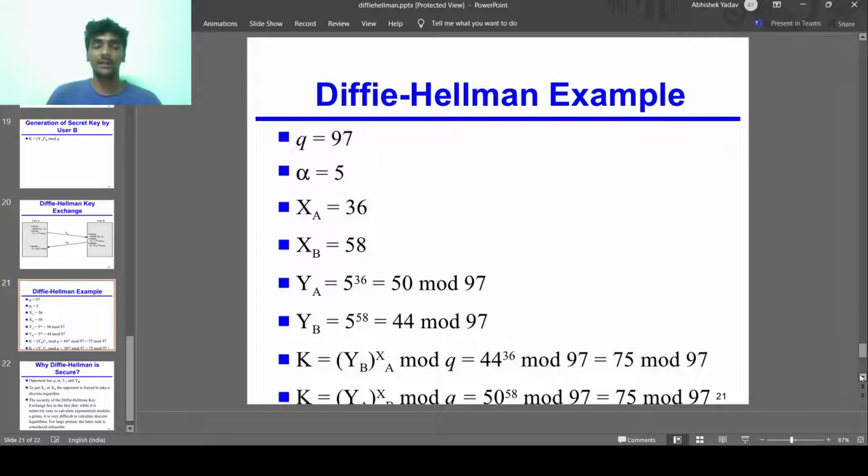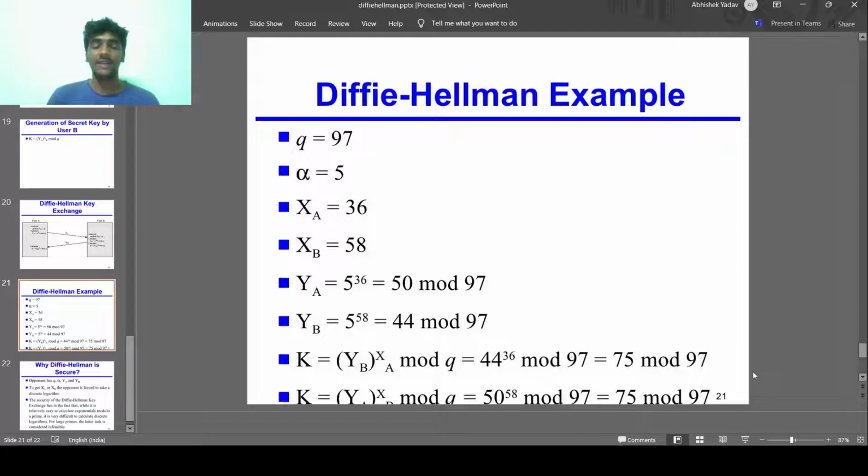Then we calculate YB, which is alpha raised to the power XB, which equals 44 mod 97. For the secret key generation of K for user A, we have the public key of user B raised to the power XA mod Q. So we have 44 raised to the power 36 mod 97, which equals 75 mod 97.